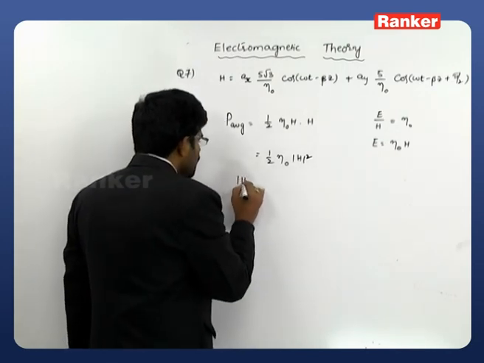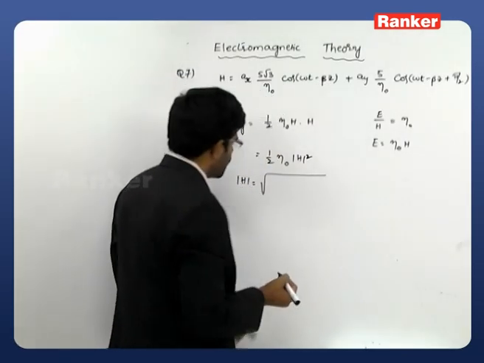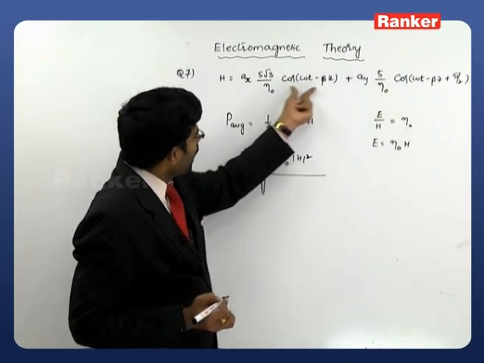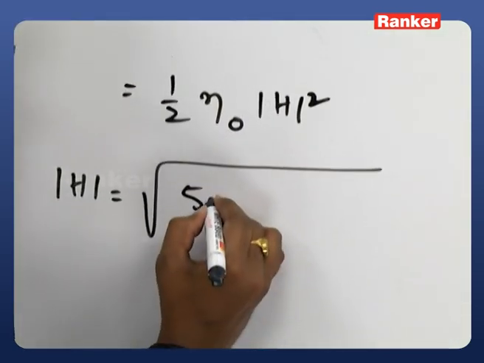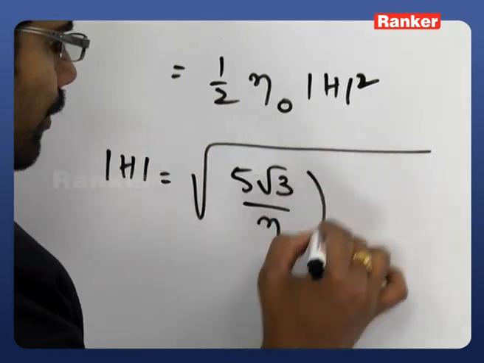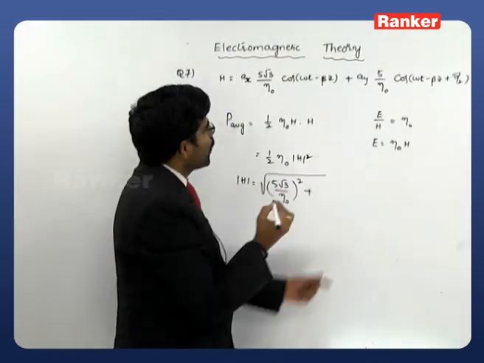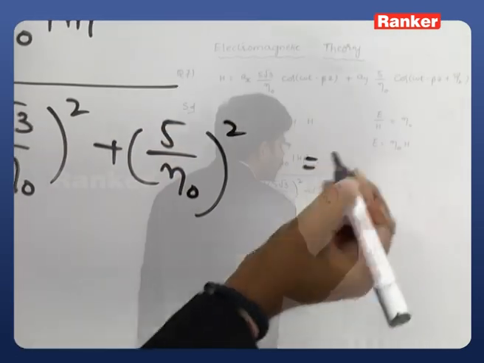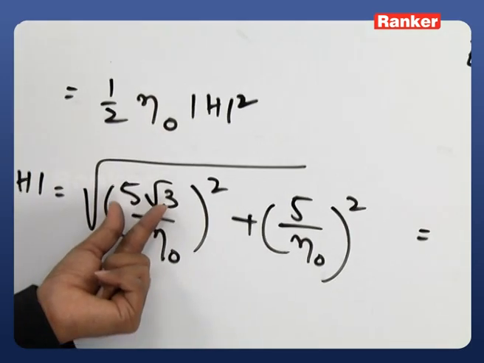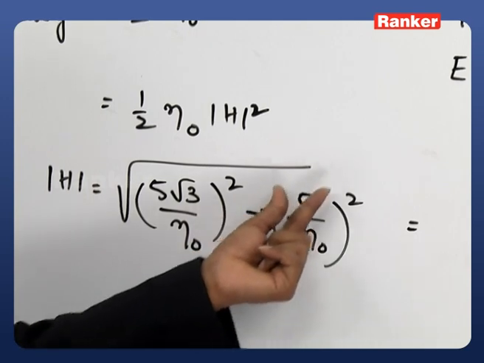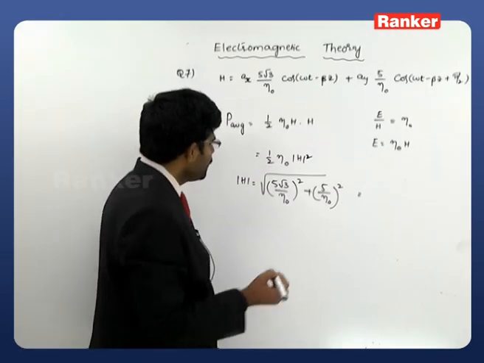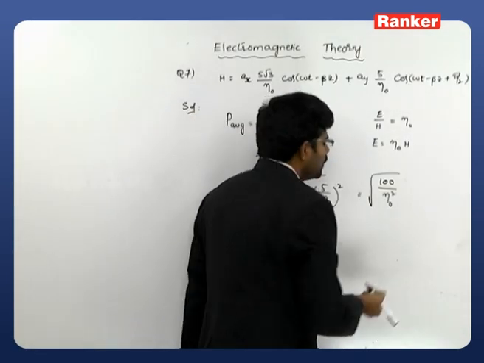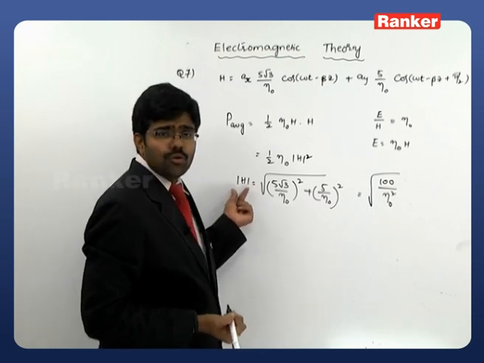The magnitude of H is directly the square root of the X component squared plus the Y component squared. The magnitude of the X component is 5 root 3 divided by eta naught, squared, plus the Y component, which is 5 divided by eta naught, squared. Taking 5 root 3 whole squared, which is 75, plus 5 squared, that is 100, divided by eta naught squared, under root. That is the magnitude of H.